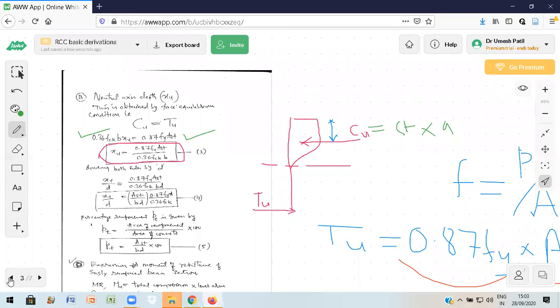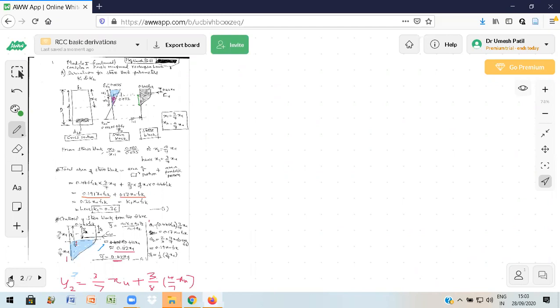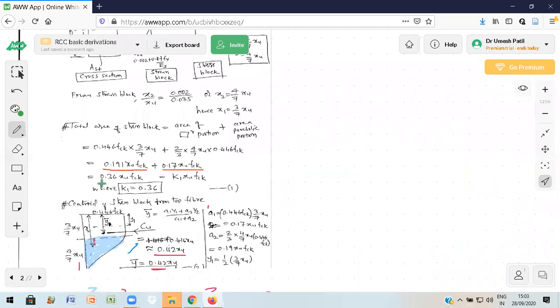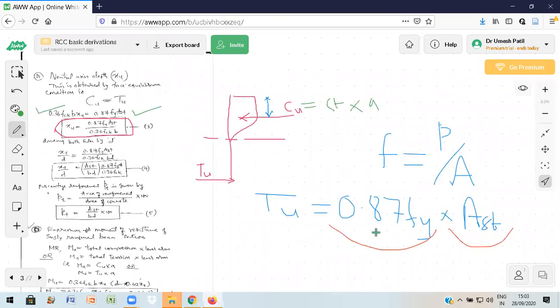0.36 is what? Where is 0.36? Xu. It is here, K1. So observe here. Now, as you know, total force is equal to stress into area. So stress is, what I will do here, 0.36 fck. I'll write it. This is the stress part. Then I have to write the area.